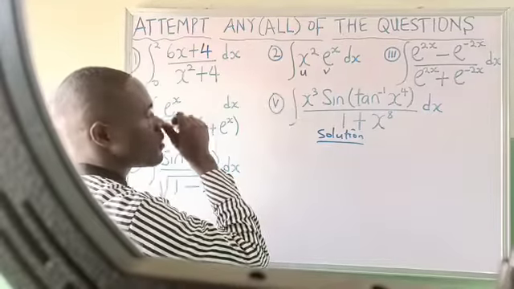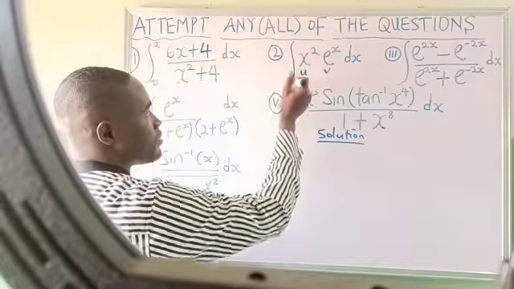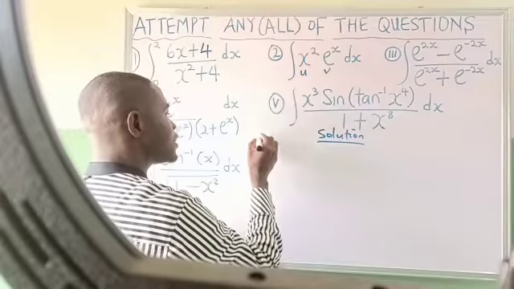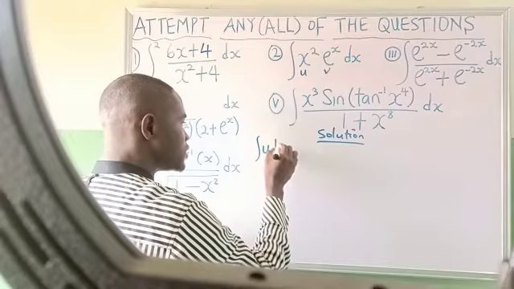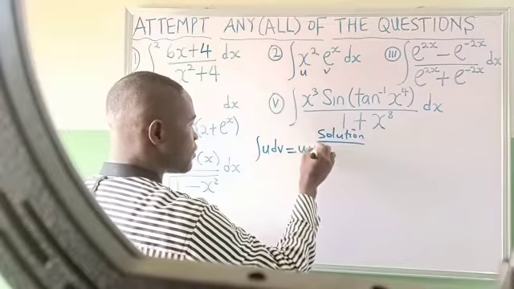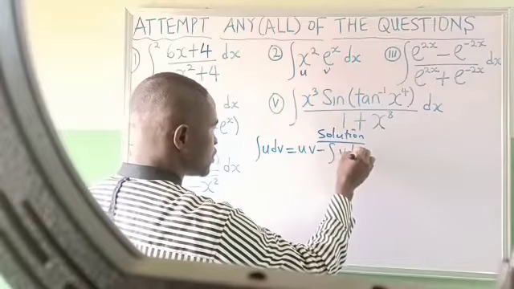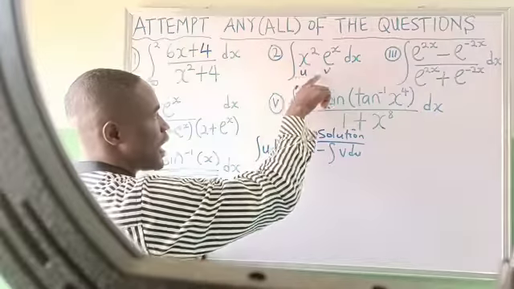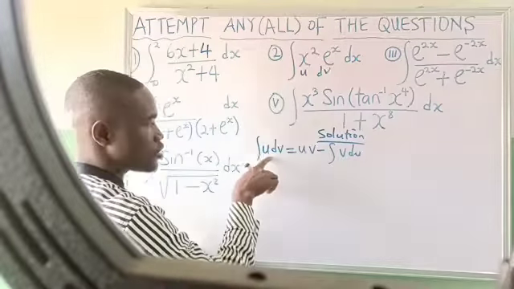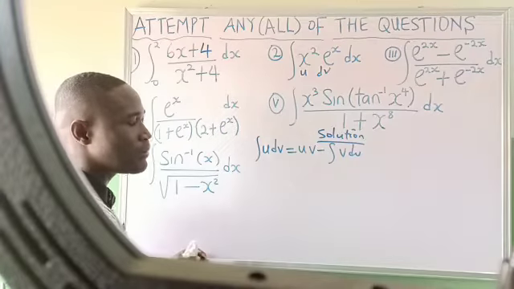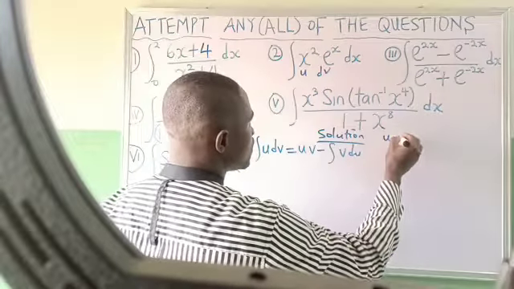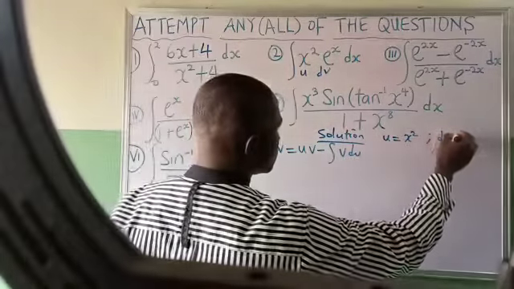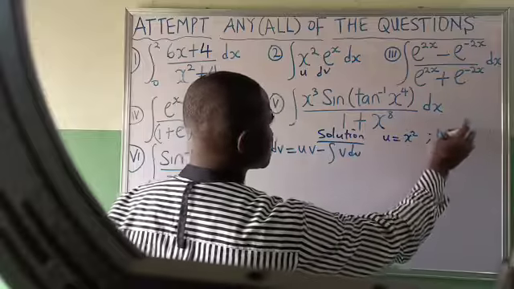Now, I'll call this my u, I'll call this my v. That is a product function, right? Now, in integration by parts, we say the integral of u dv is equal to uv minus the integral of v du. That means what I will call here is u, and what I will call here is dv, because of this integration by parts formula. Now, my u is equal to x squared. My dv is equal to exponential x.